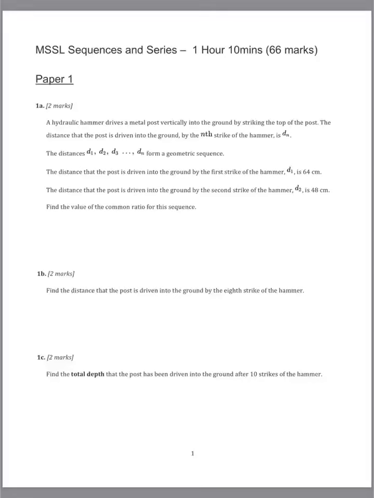Okay, let's get started. What have we got here? MSSL sequence of series paper 1. A hydraulic hammer drives a metal post vertically into the ground by striking the top of the post. The distance the post is driven into the ground by the nth strike.